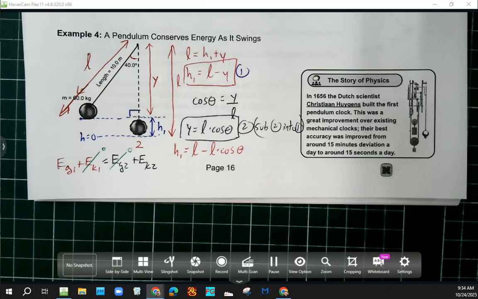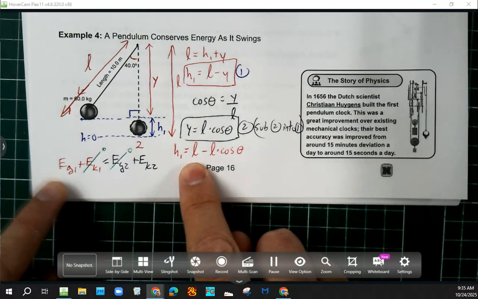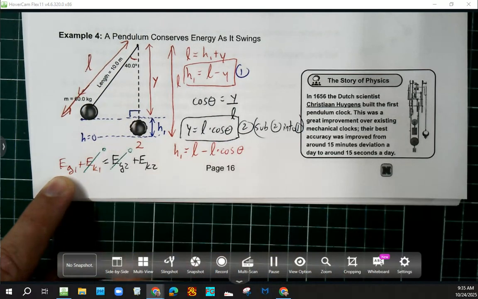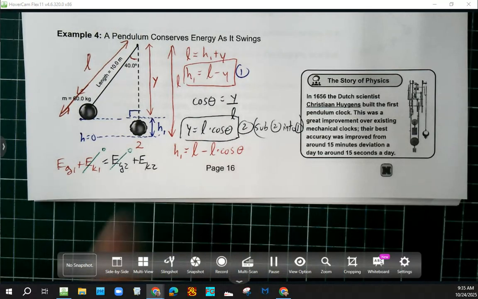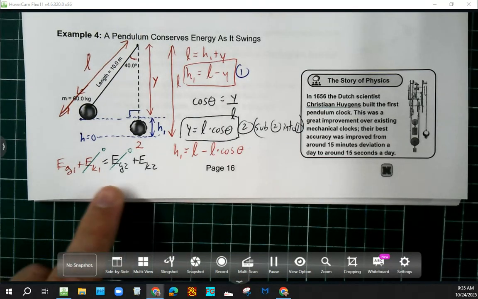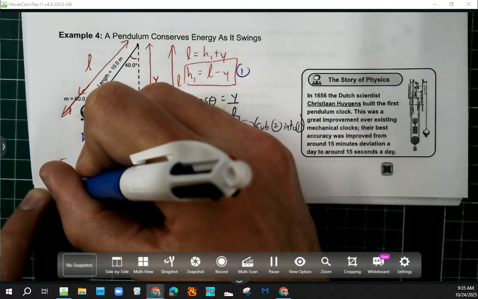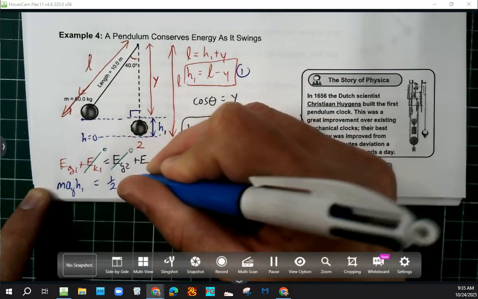So if I do a little bit of rearranging here, I can take this H1 and plug it into my EG1 expression, and I can go from there based on the information that I have here, and I can calculate what the kinetic energy is going to be at the bottom of the swing. And what I'm going to challenge you folks to do, I want you to try it. See if you can do it. If you're able to expand this out, mass times acceleration due to gravity times height 1 equals 1/2 m v2 squared.